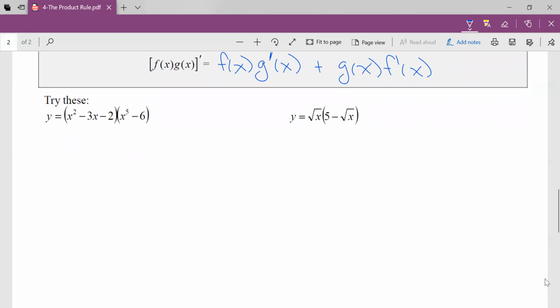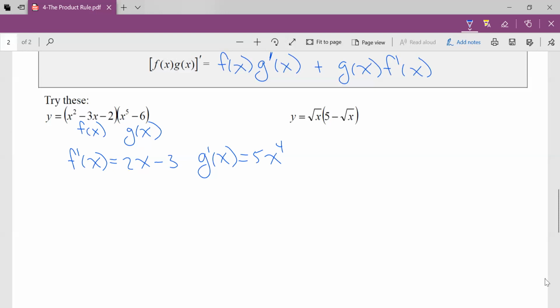So the first one here, we could definitely distribute the trinomial to the binomial and make a big new function, but why do I want to do that? I don't want to do that. So here's what we're going to say. We're going to call the first one f(x) and the second one g(x). What's the derivative of f(x)? So f'(x) is 2x minus 3. What's the derivative of g? g'(x) is 5x^4. Now that I know these two pieces, and you don't have to do them individually like this, but I like to when I'm first learning this.